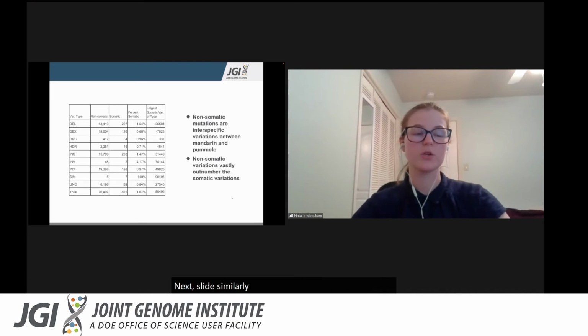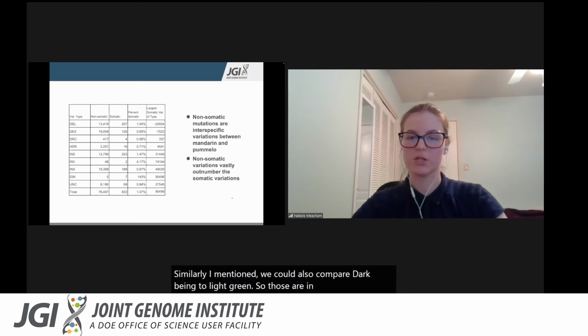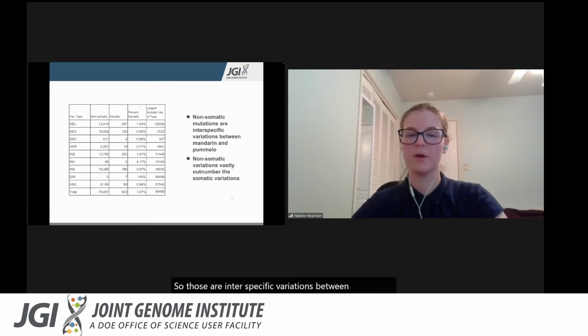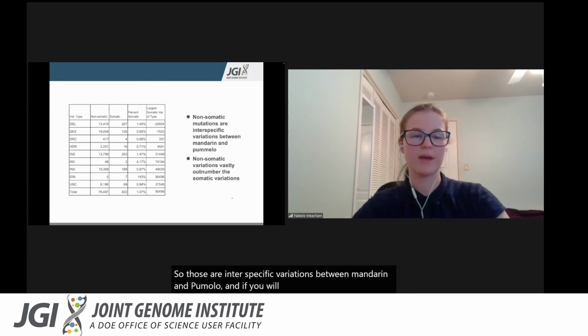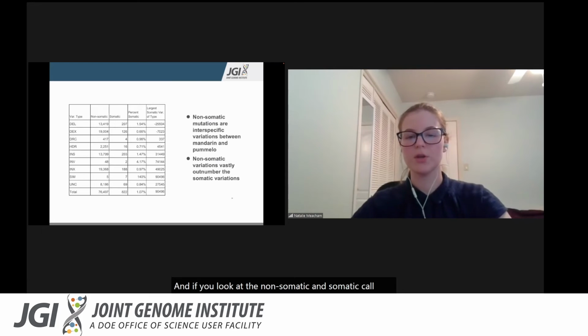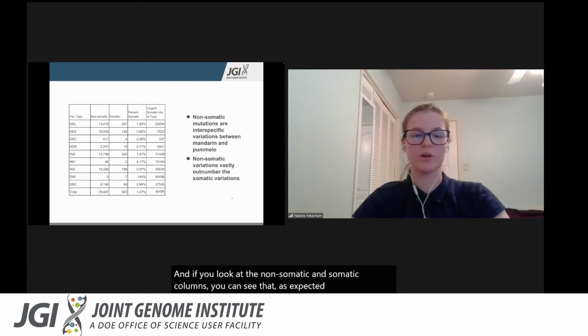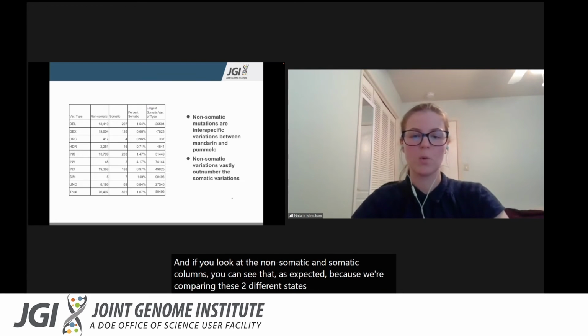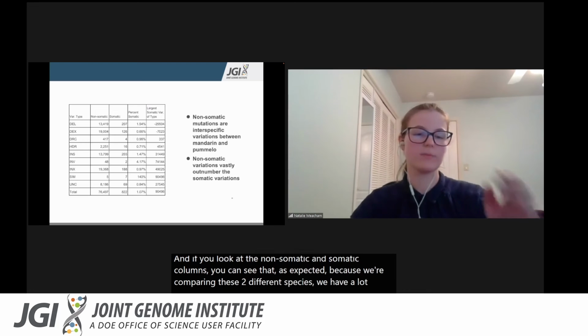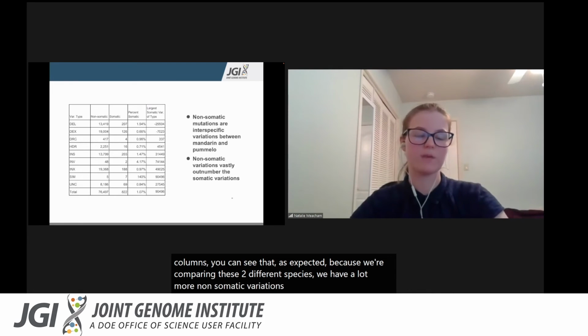Similarly, I mentioned we could also compare dark green to light green. Those are interspecific variations between Mandarin and Pomelo. And if you look at the non-somatic and somatic columns, you can see that, as expected, because we're comparing two different species, we have a lot more non-somatic variations than somatic variations. Next slide.